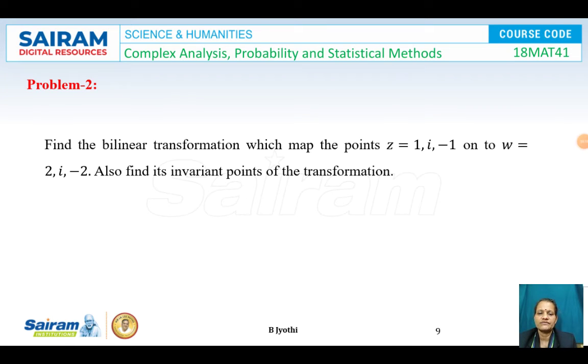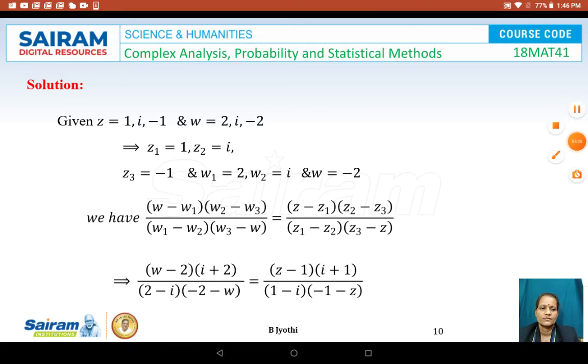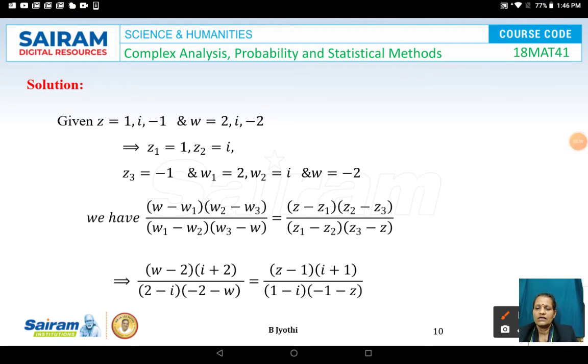Find the bilinear transformation which maps the points Z = 1, i, -1 to W = 2, i, -2. Also, find the invariant points of the transformation. Solution. Consider the given points Z and W, where Z1 = 1, Z2 = i, and Z3 = -1, and W1 = 2, W2 = i, and W3 = -2.